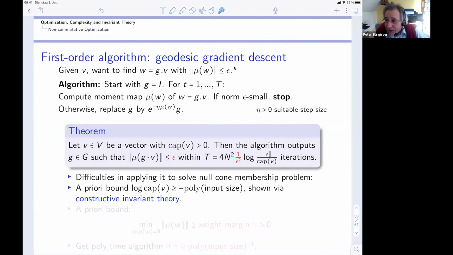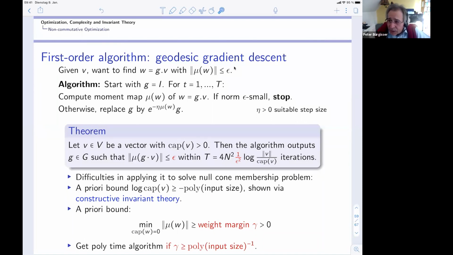And that's actually done also in this paper on the derandomization. It was the hardest part, which Gurvits couldn't do because he wasn't aware of this invariant theory. And this is done via constructive invariant theory. So this is the place where the invariant theory comes in, not for the algorithm, just for the analysis. No more on that.